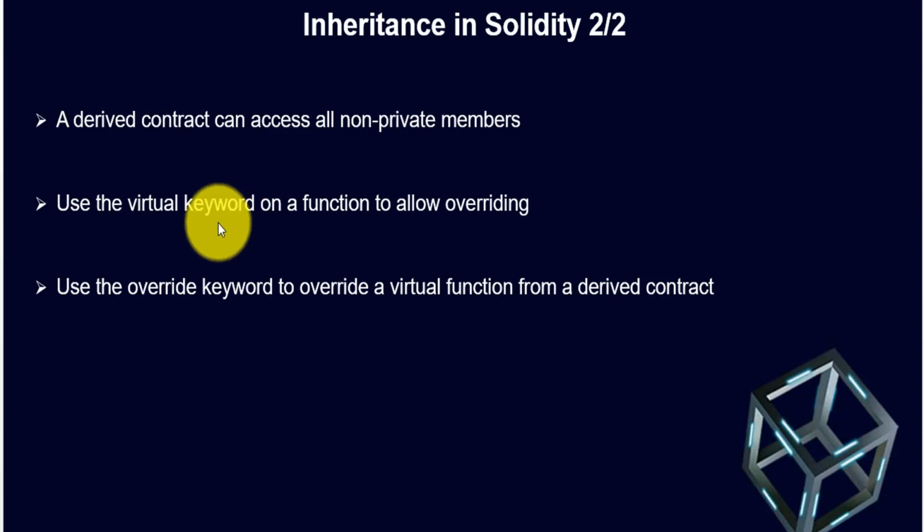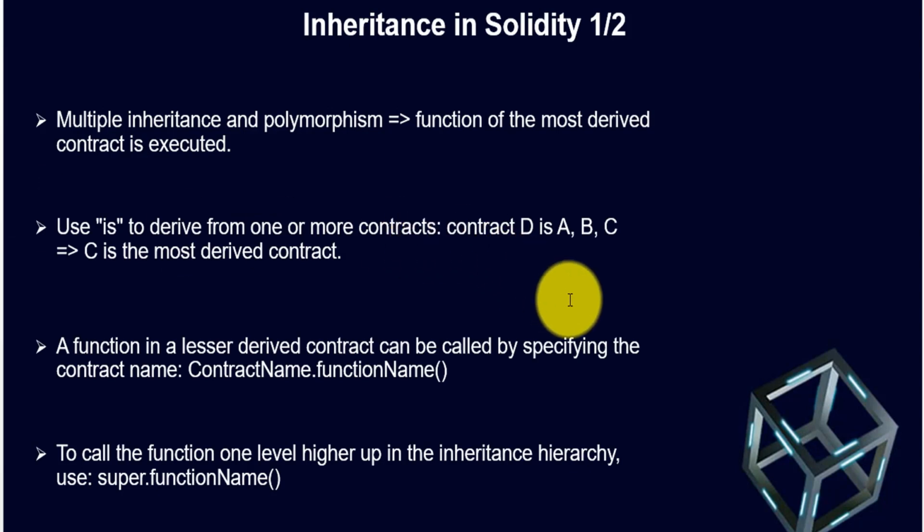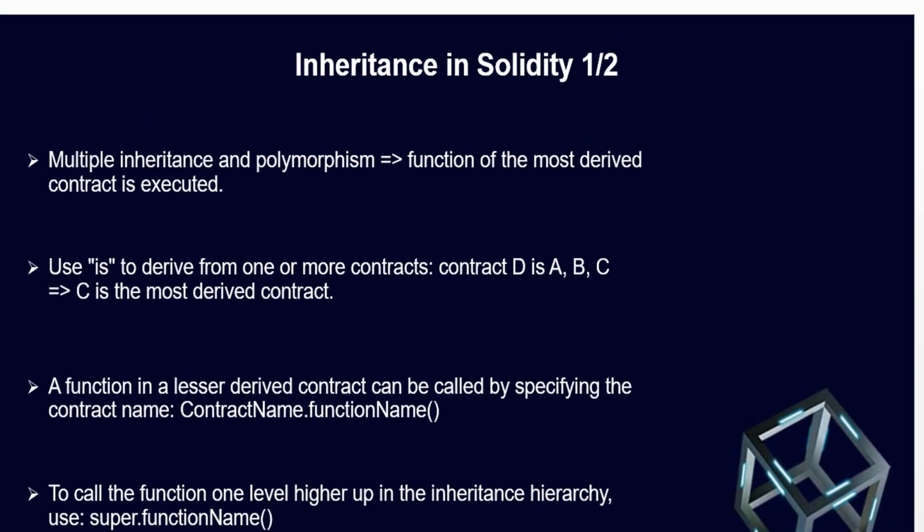So all state variables and all functions that are either public, external or internal can be accessed in a derived contract. In order to allow function overriding, we need to use the virtual keyword. So for example, let's say in our contract A, we have a function called test, and we would like to override with a different implementation the same function in our contract D. Then we would use the keyword virtual on the test function defined in contract A, and in contract D, we would use the override keyword.